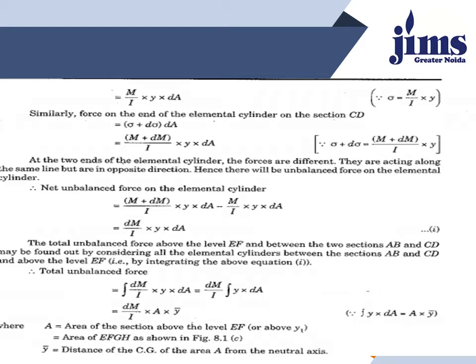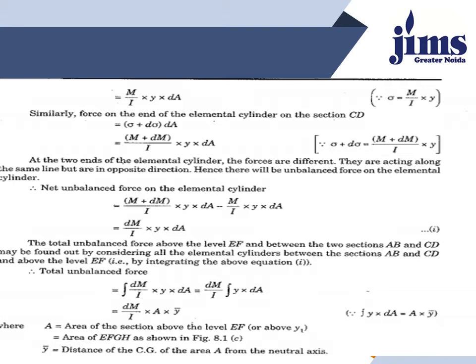Similarly, the force on the end of the elementary cylinder at the section CD, that is sigma plus d sigma multiplied by dA, is equal to M plus dM divided by I multiplied by y multiplied by dA. At the two ends of the elementary cylinder, the forces are different. They are acting along the same line but in opposite directions. Hence, there will be an unbalanced force on the elementary cylinder. Net unbalanced force on the elementary cylinder is equal to M plus dM divided by I multiplied by y multiplied by dA minus M upon I multiplied by y dA. On solving this equation, we get dM by I multiplied by y multiplied by dA.